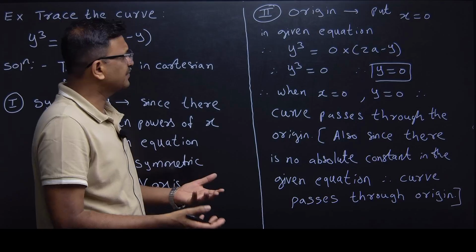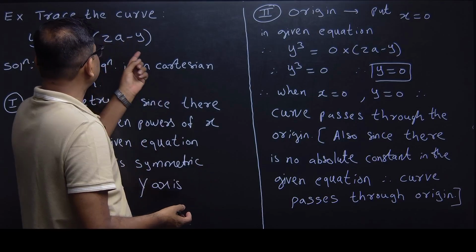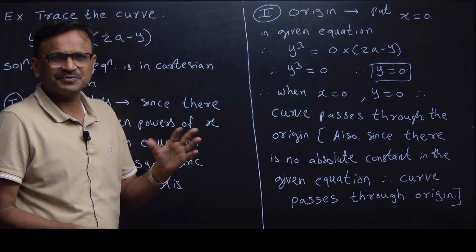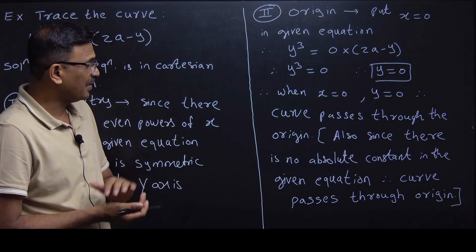So we could have done vice versa also. We could have substituted y as 0 in the given equation. You will find x also becomes 0. So the curve passes through the origin.